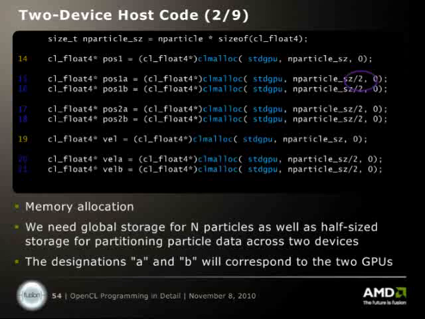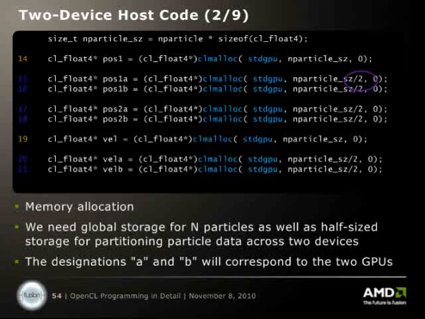Just for convenience, we allocate an array to store the particle positions that holds all of the particles. But what we do at lines 15 and 16 is begin allocating half-sized arrays. Since we're going to have to divide the particles between GPUs, we allocate arrays that are sized for one half of the particles. I've just highlighted there that this is n particle, these are half-sized arrays.